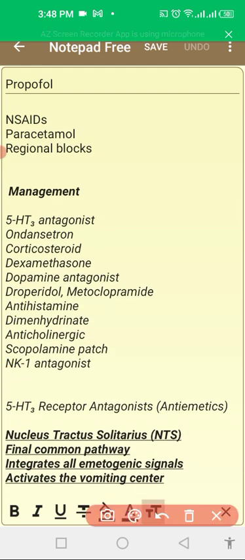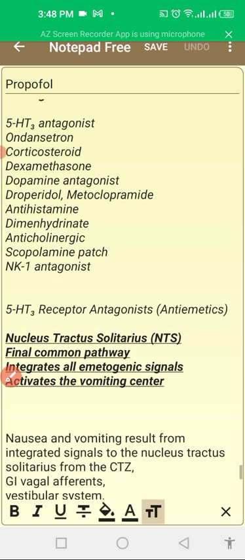Another one is management. It is very important. We have to manage according to the patient. The 5-HT3 receptor is very important for management of postoperative nausea and vomiting. 5-HT3 antagonists, ondansetron, corticosteroids, dexamethasone, dopamine agonist, domperidone, antihistamines, anticholinergic, scopolamine patch. These are very important for management of PONV.